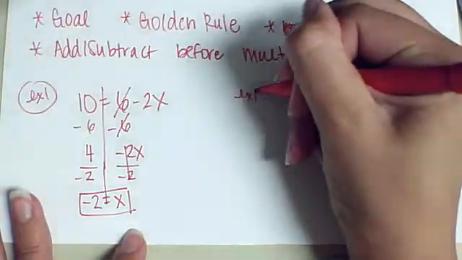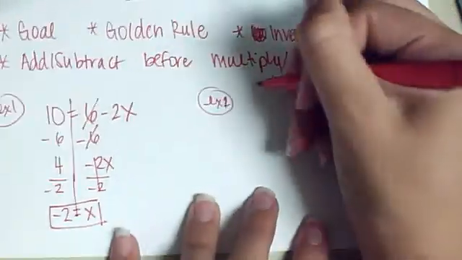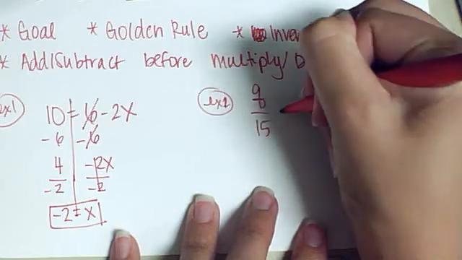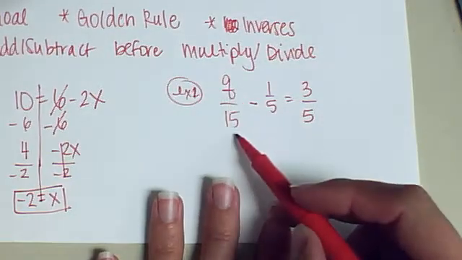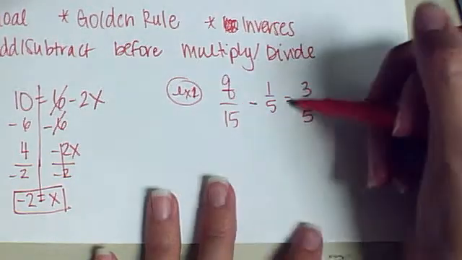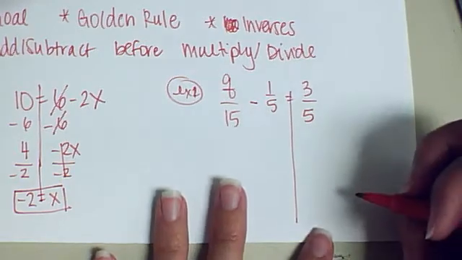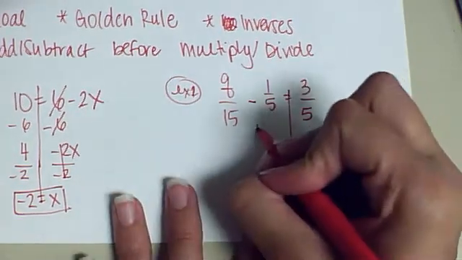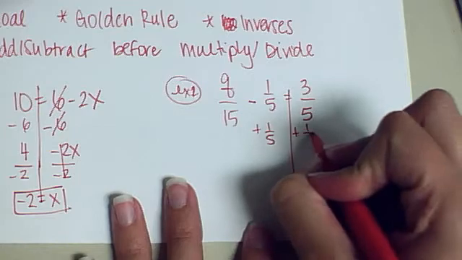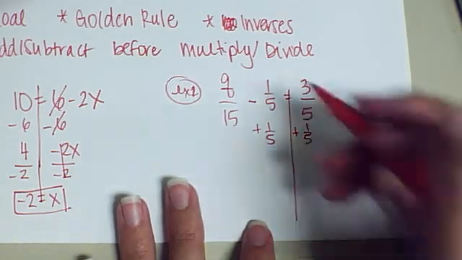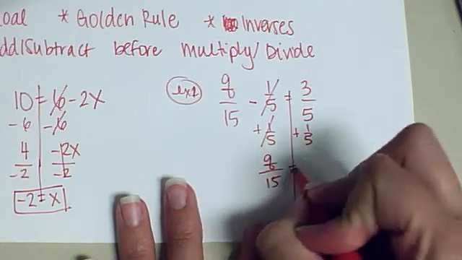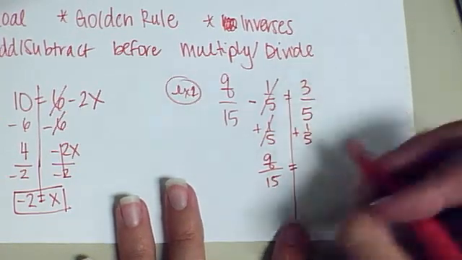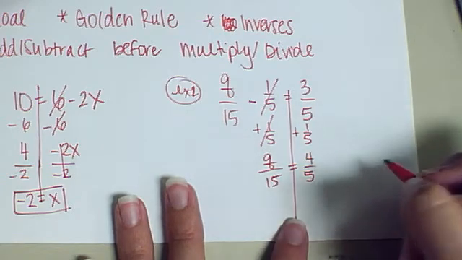Let's look at another example. Example 2. Q divided by 15 minus 1/5 equals 3/5. What's happening to Q? It's being divided by 15 and subtracted by 1/5. I'm going to undo my add and subtract first. So I'm going to start by adding 1/5 to both sides, because what I do to one side I do to the other. On this side they cancel, and I have Q divided by 15 equals 3/5 plus 1/5 is 4/5.